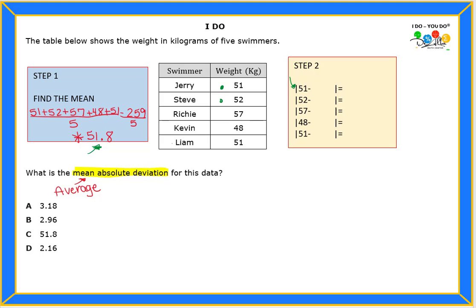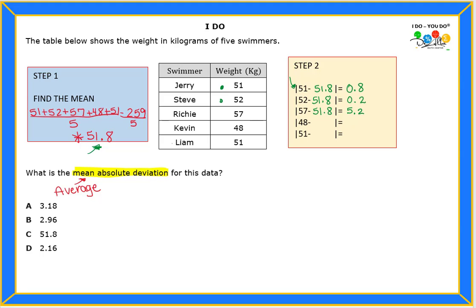So it's going to be 51 minus 51.8, and of course, that will give you 0.8. Then we go to the next one, 52 minus 51.8, same thing, and we get 0.2. Then we do the same thing, 57 minus 51.8. I know it might seem like a lot of writing, but take your time to do this question. This is one of those questions that we should be getting right no matter what. It's an easy one, right? So let's subtract this, and I get 5.2.